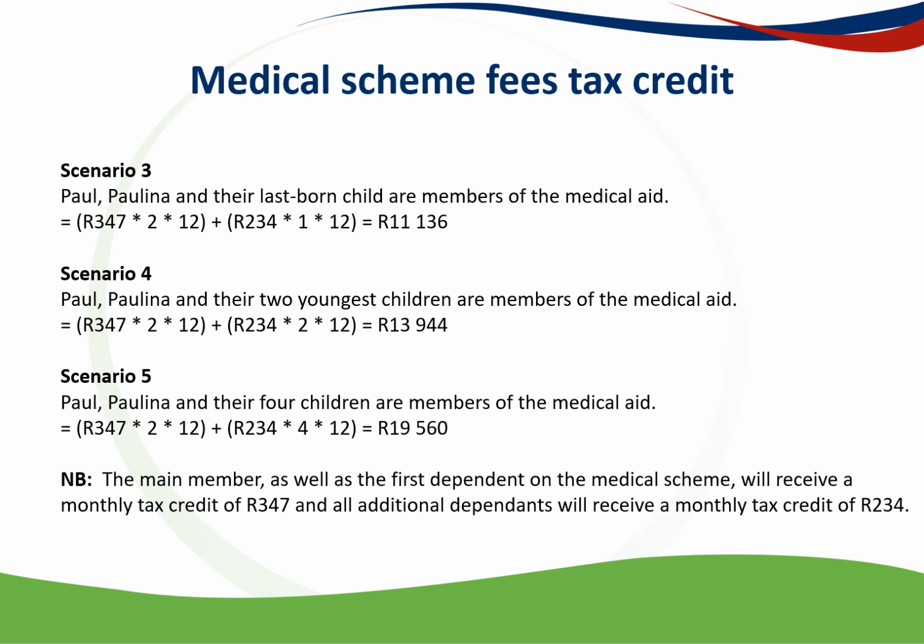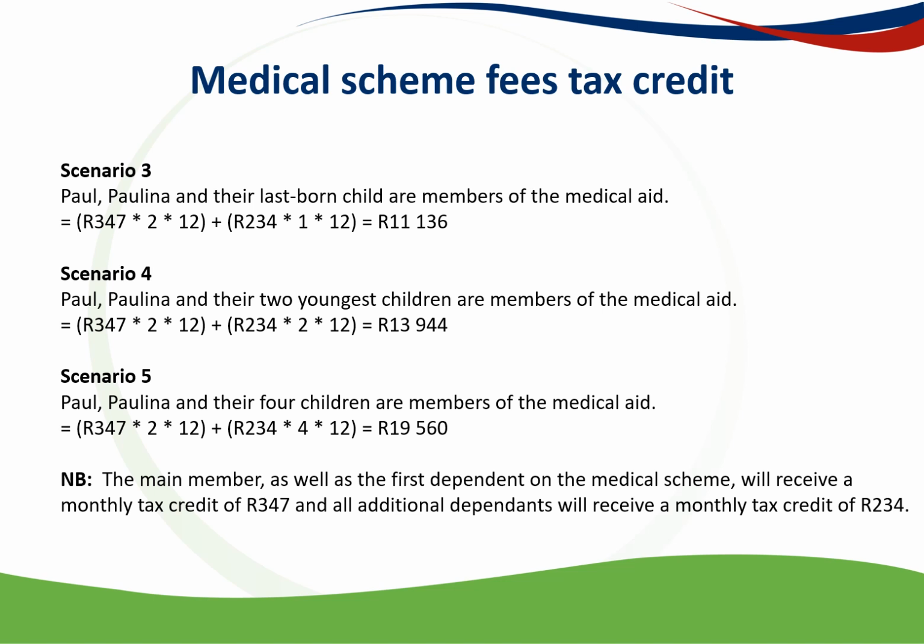Scenario 4 would be again Paul and Paulina and the 2 youngest children. So it's times 2 of the 234. And then scenario 5 will be all 4 children. This is ideally the one we're looking at, where it's Paul, Paulina, husband, wife, and 4 children: 347 times 2 of them, so Paul is 347 plus Paulina 347, times 12. Then for each of the 4 children, it's 234, 234, 234, 234. So scenario 5 is your ideal one that we're looking at. That's your medical tax credit, and that's your Section 6A.